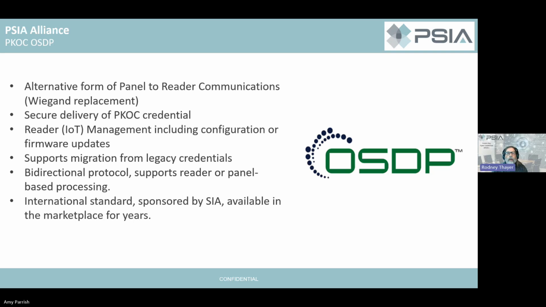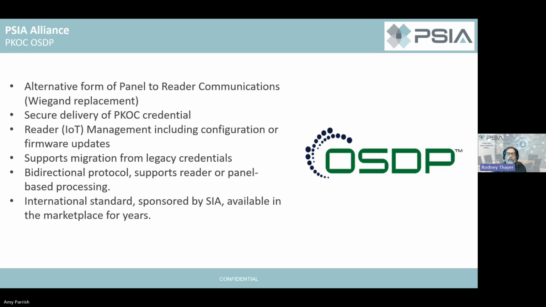We're going to talk about how you would connect the reader back to the infrastructure if you have an access control system using this. The preferred way is to use Open Supervised Device Protocol, OSDP. This is a protocol between readers and panels. It's been around several years now, so there's lots of product in the market that can do this today. And it's an alternative to Wiegand.